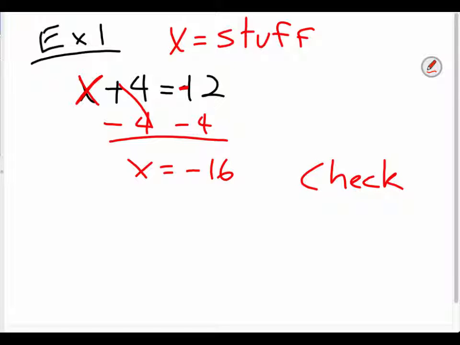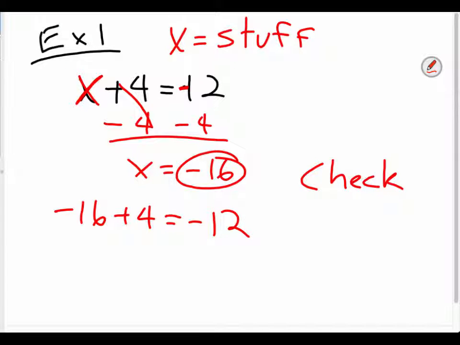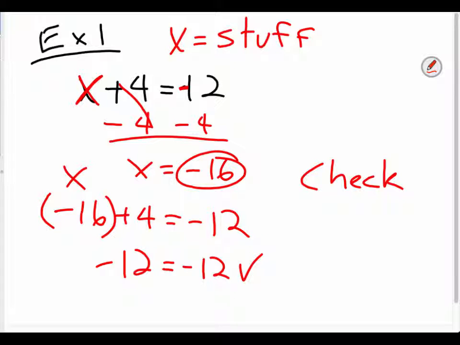So one way I could double check the problem is I could take my solution, which is negative 16, and plug it into my original equation. In other words, this is where my x used to be, but I plugged in my solution to see if it's true. Well, negative 16 plus 4, that is actually negative 12. So my solution worked. Does that make sense?